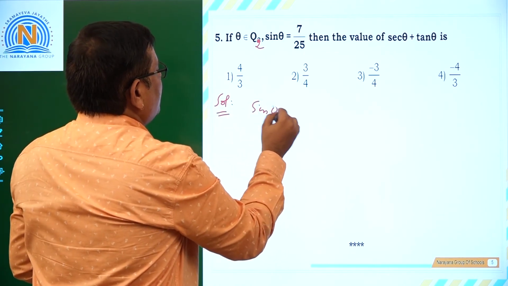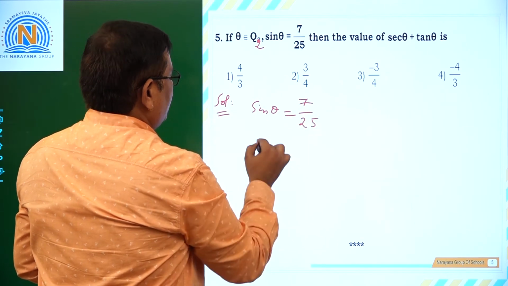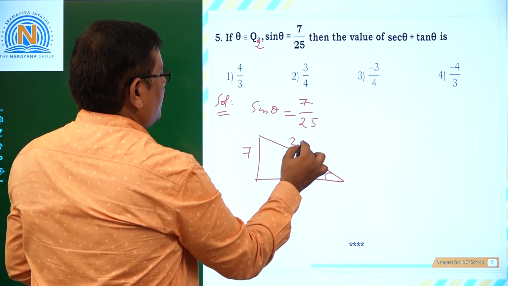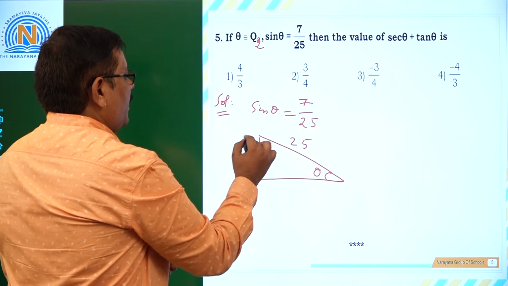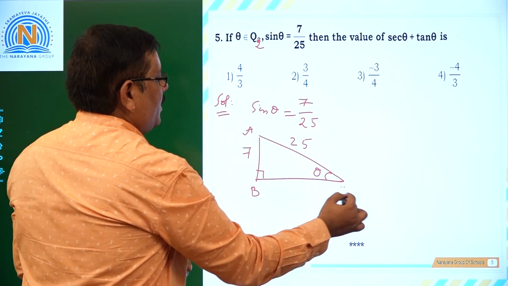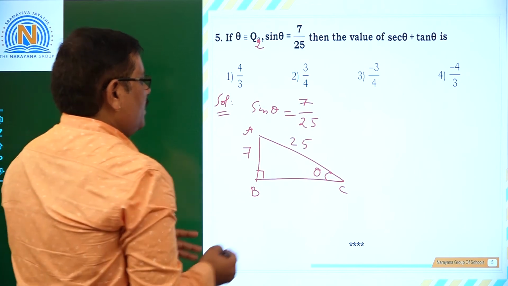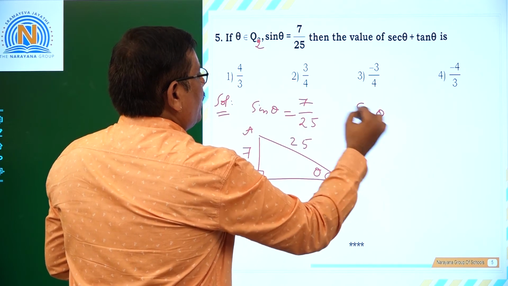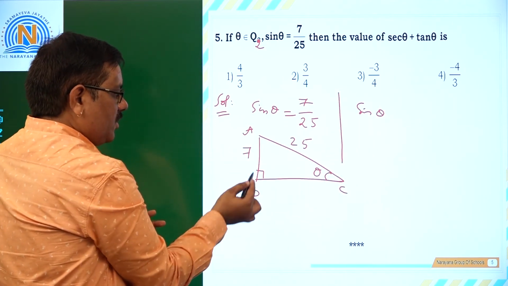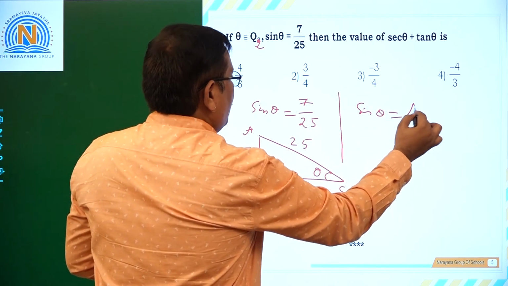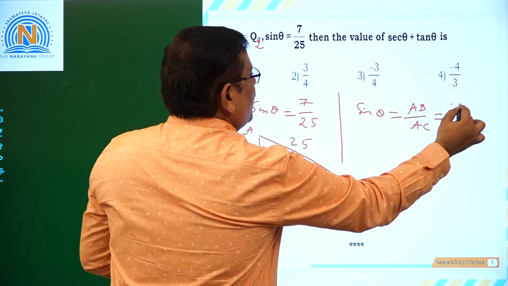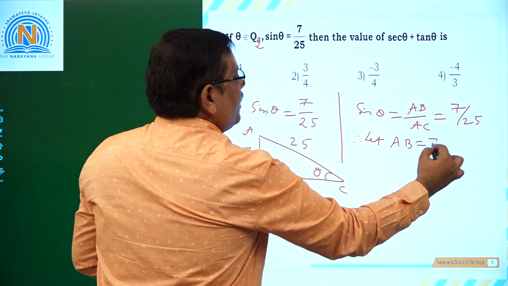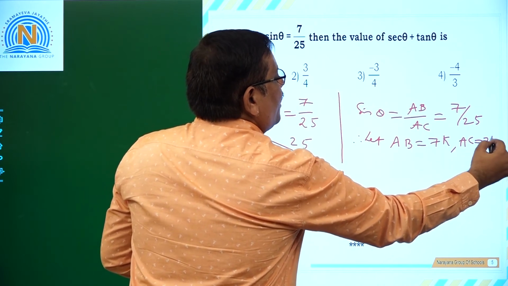sin theta is given as 7 by 25. This is theta, 7 and it is 25. Okay. Now let me take it as A, B and it is C. Right angle at B. Now in this case I have to find out BC then. For that we have sin theta according to the diagram. Sin theta can be stated as opposite to theta by hypotenuse. That is AB by AC. That is given as 7 by 25. Therefore let us take AB is equal to some 7k, AC is equal to some 25k.